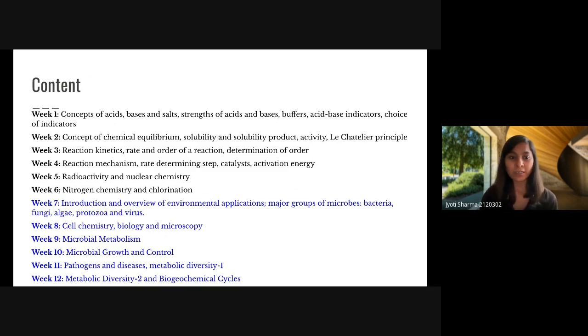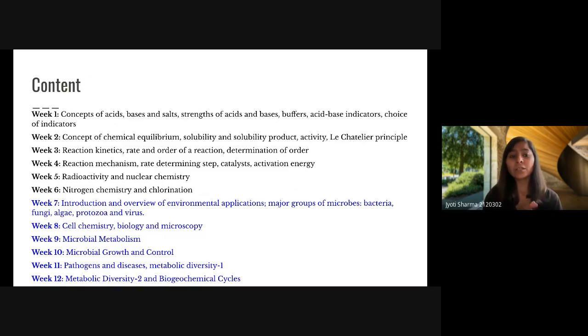We started with week 1, and we tried to understand the concept of acid, base, and salt, and how we can identify whether a particular acid is the strongest or the weakest one, and the same applies with the base. Then how we can create the buffer solution, and what different indicators we have by which we can identify whether the solution is acidic or basic in nature.